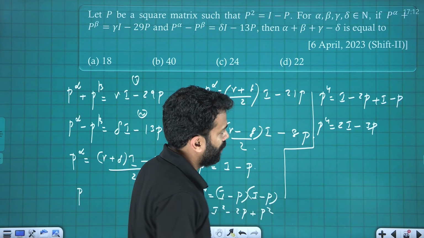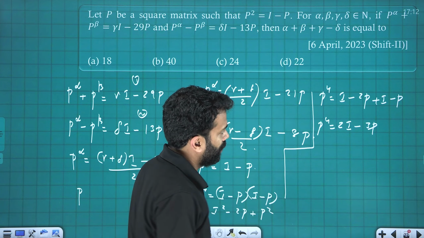Okay, so from that you got alpha. What is alpha? Alpha is equal to 8, and gamma plus I by 2 is equal to 13. Therefore, gamma plus I is equal to 26. Okay, now like that we need to find where it will hit minus 8p. For that, see what is p raised to 4, 2i minus 3p, and what is p raised to 8, 13i minus 21p.